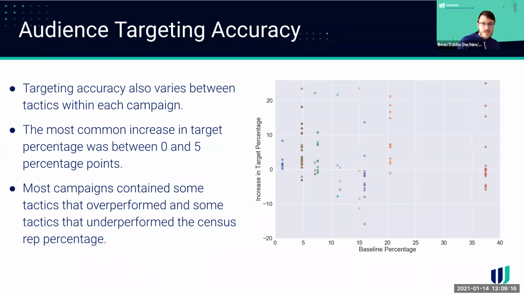So the most common increase in target percentage was between 0 and 5 percentage points, but most campaigns contain some tactics that performed really well, with 10 plus percentage point increases in target percentage. However, most campaigns also had some tactics that underperformed the baseline percentage. So this wide range of performances suggests there was a lot of room for optimization across different tactics of a campaign.